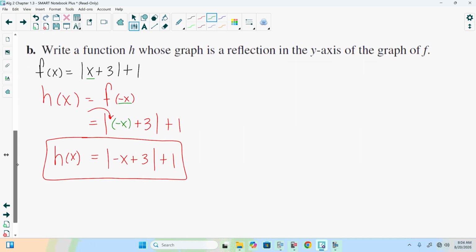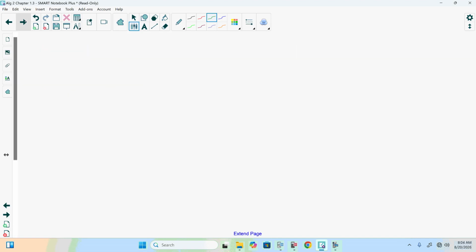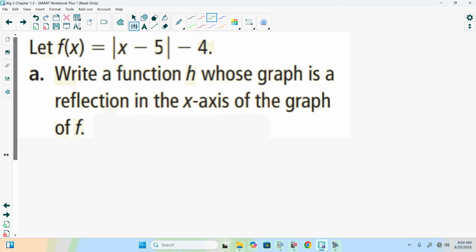Questions on reflecting across the x-axis, reflecting across the y-axis. A little bit different than our horizontal up, down, left, right. Mainly in how we simplify stuff, but the main process is still the same, yes? Write a function h whose graph is a reflection in the x-axis of the graph.